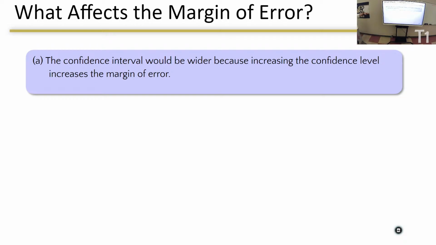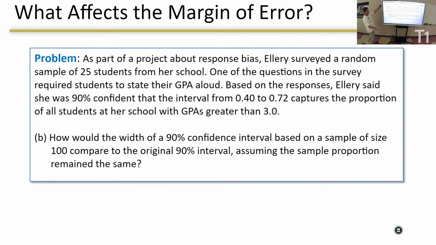Everybody okay with that? This one says now that I had 25 students, I went up to 100 students. I kept it at 90%. Luckily, I kept it at 90%, because if I changed that, you changed two things, and I don't know exactly what it did. But because I went from 25 to 100 students, I now quadrupled it. Therefore, my margin of error will be cut in half. Therefore, my interval will be half as wide. However you want to say that.